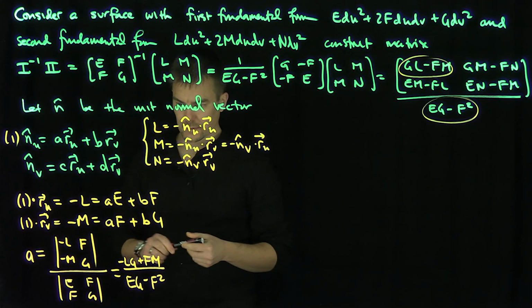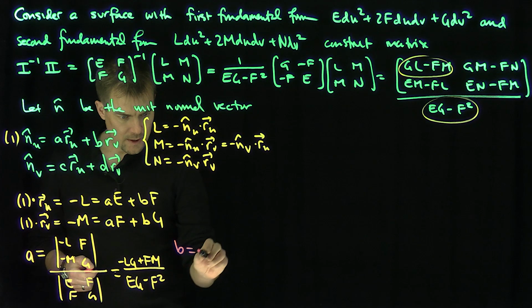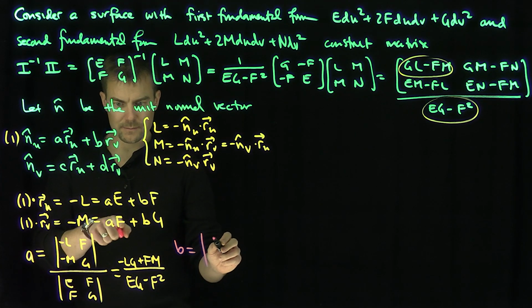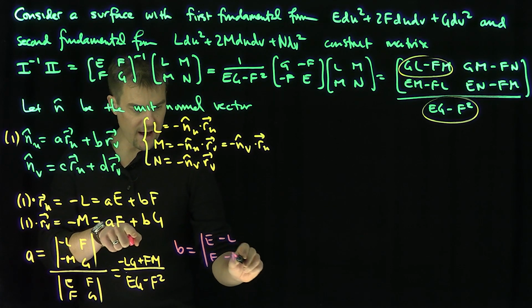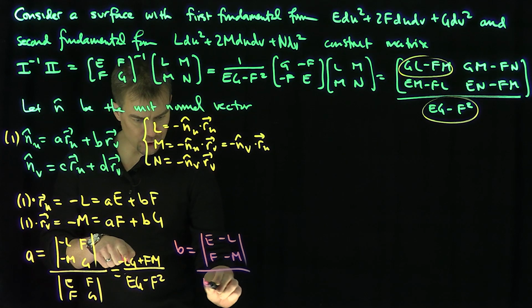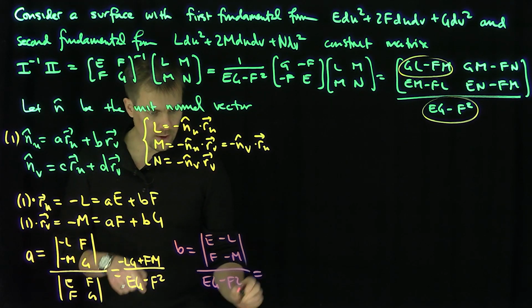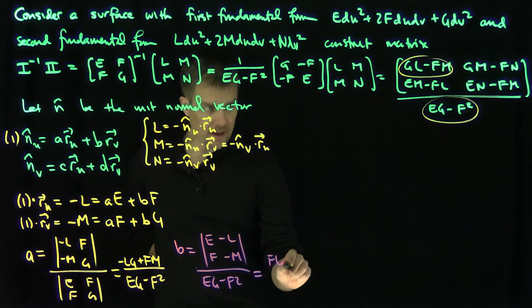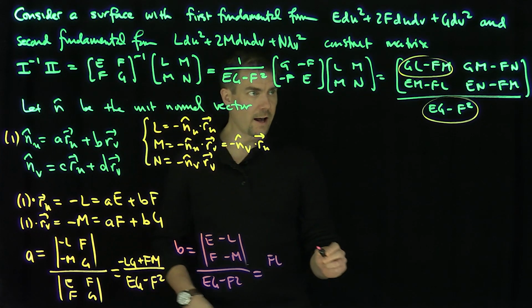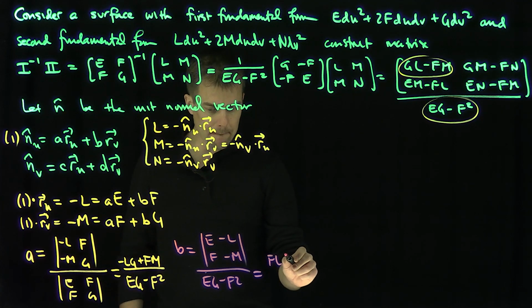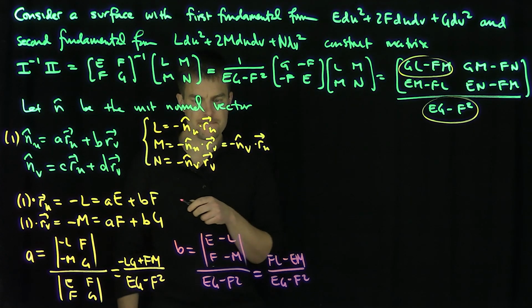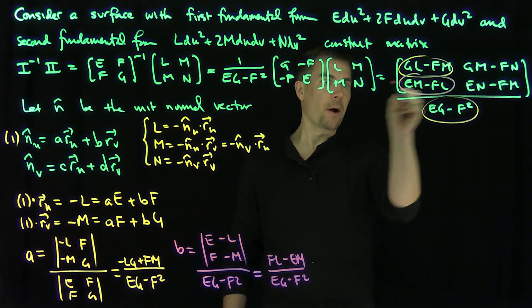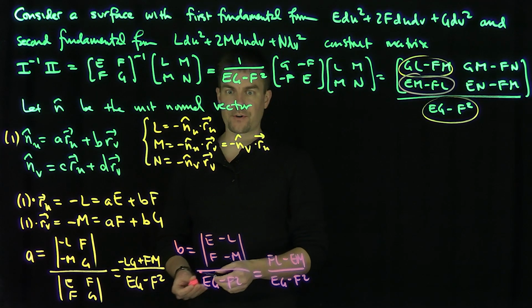Let's look at what B will be. So B is going to be the determinant of, now I keep the coefficients of B fixed, so I have an E and then an F, and then a negative L and then negative M, over the same determinant, over EG minus F squared, right? So this is going to be an FL, positive, and then minus EM over EG minus F squared, okay? Good. Notice that that term over here is this term with a negative sign, right? So both those terms are the same except for a negative sign.